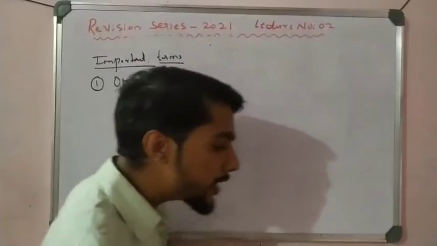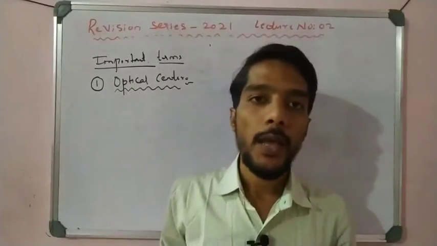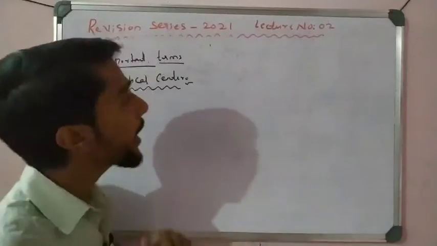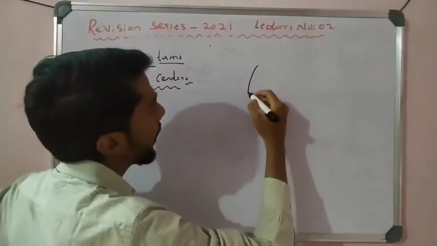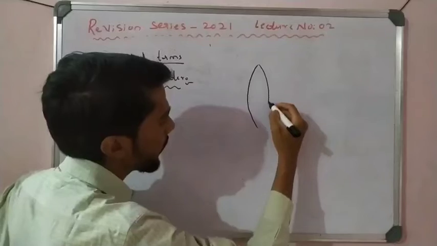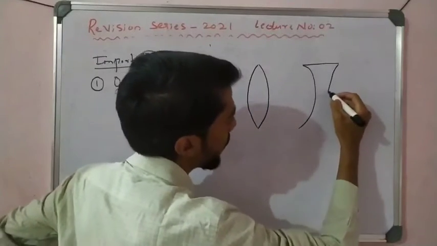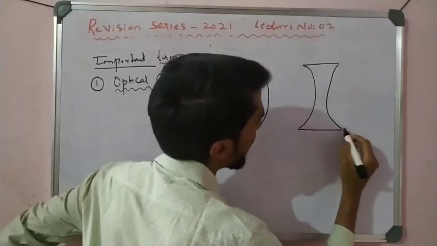Now student, what is meant by optical center here? When I take any lens, maybe convex, maybe concave, anything, I can take both. It is revision, right? We revise totally now, not leaving any one point.